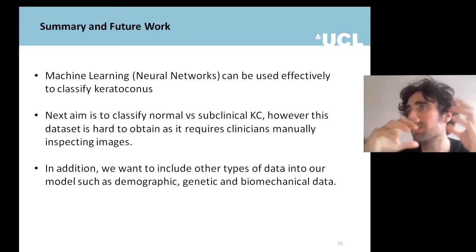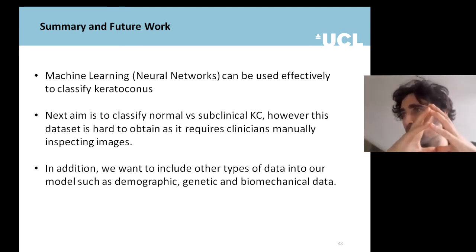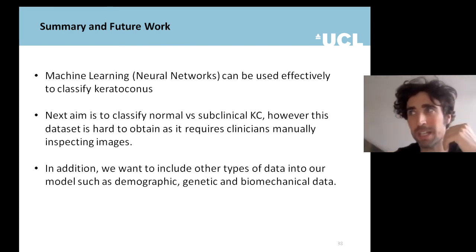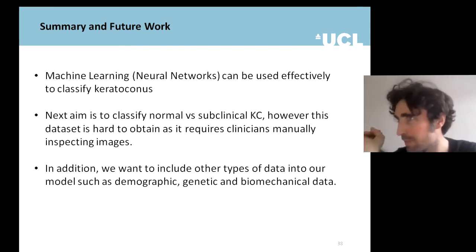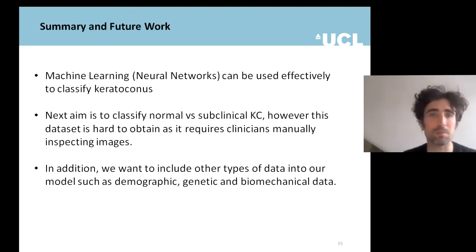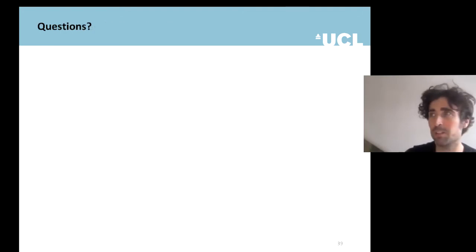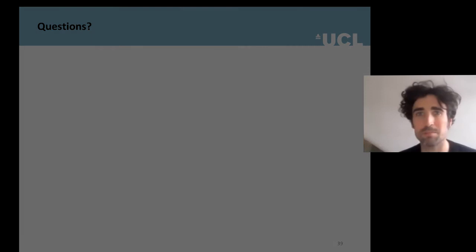In addition to this, we want to include other types of data into the model, such as demographic data, genetic data, and biomechanical data. So that sums up my work so far, and if anyone's got any questions, I'd be happy to take them.